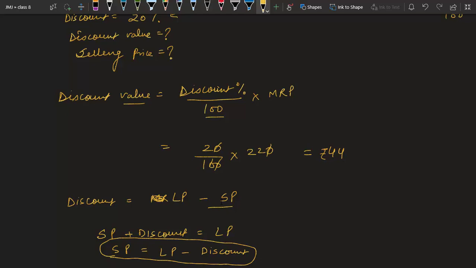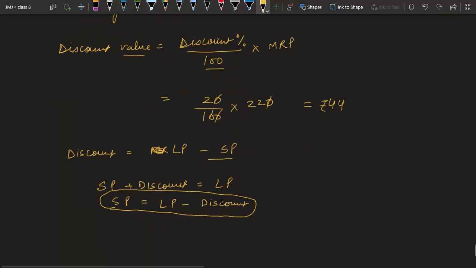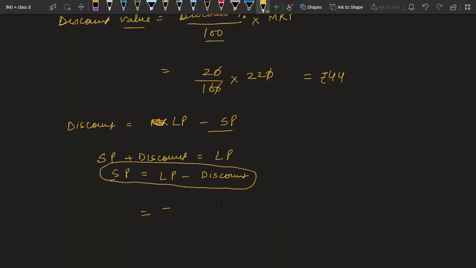Okay, so let's put the values. LP we all know, rupees 220 minus 44. Answer will come as 10 minus 4 is 6, 11 minus 4 is 7, and 1. So rupees 176 is the selling price. I hope you are able to understand the question properly.